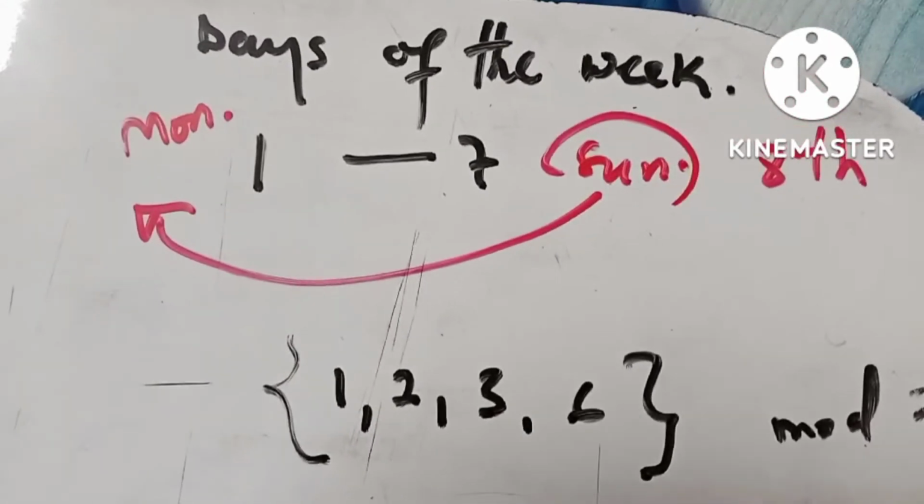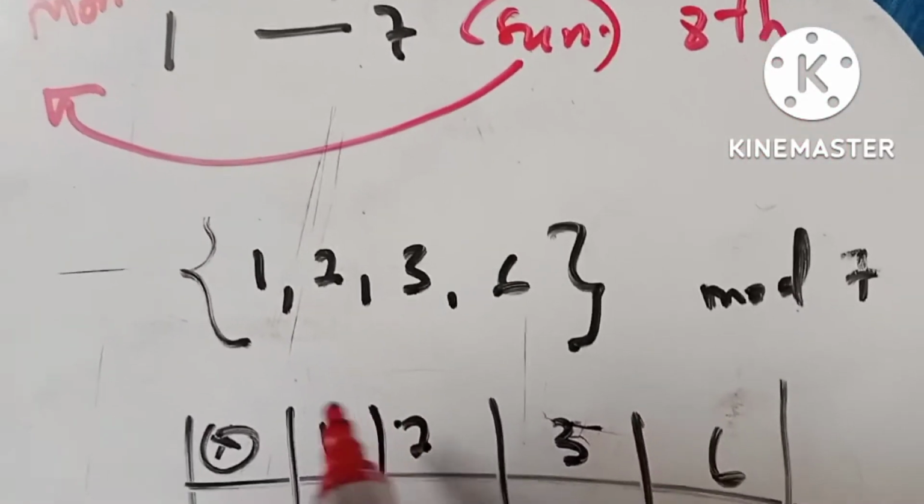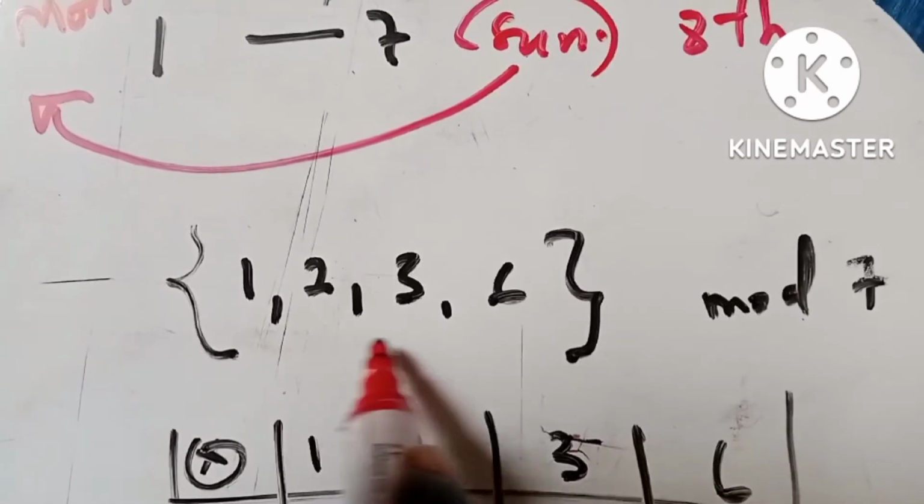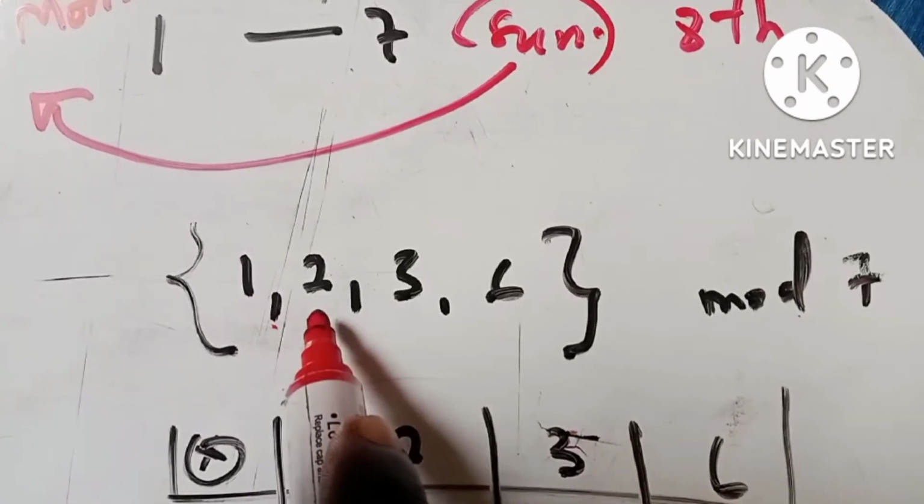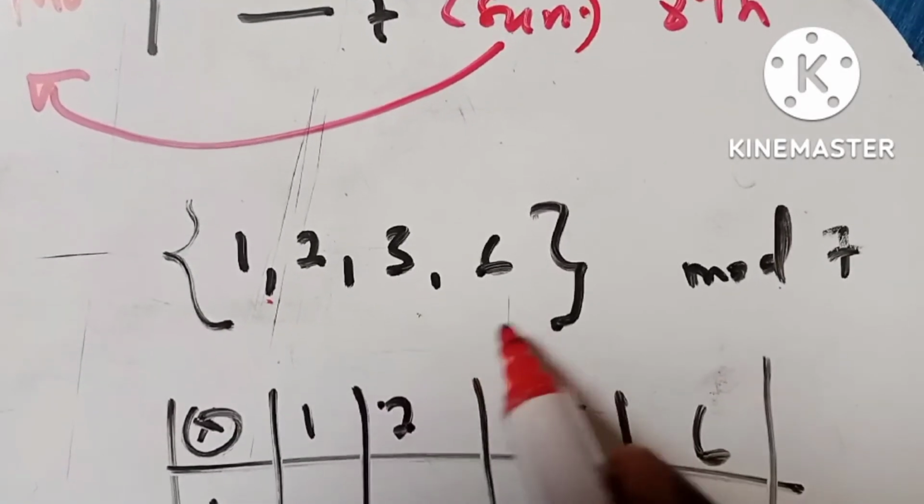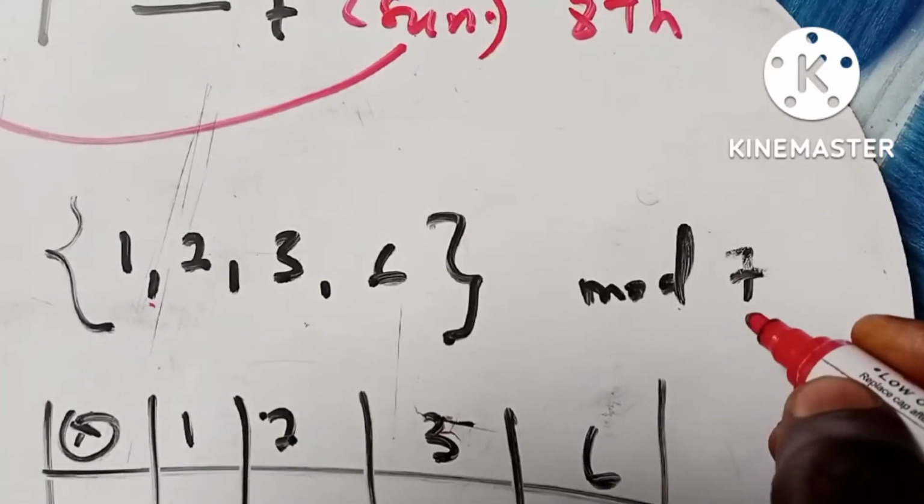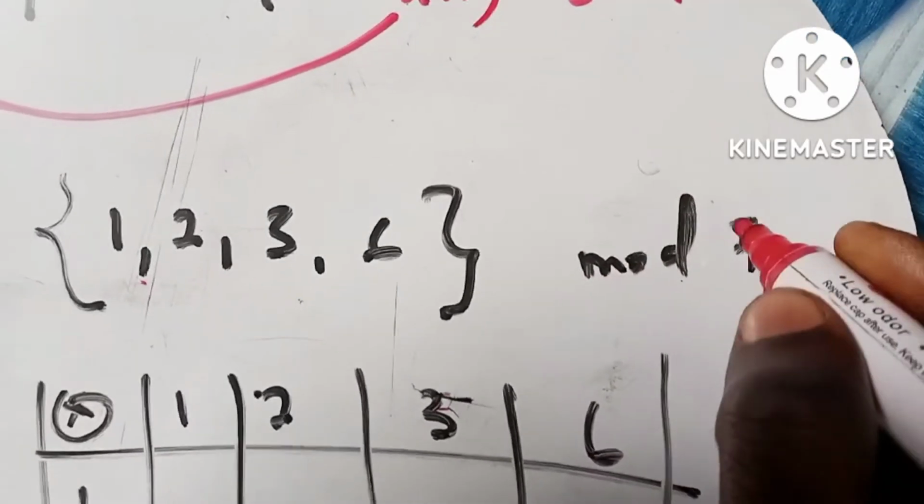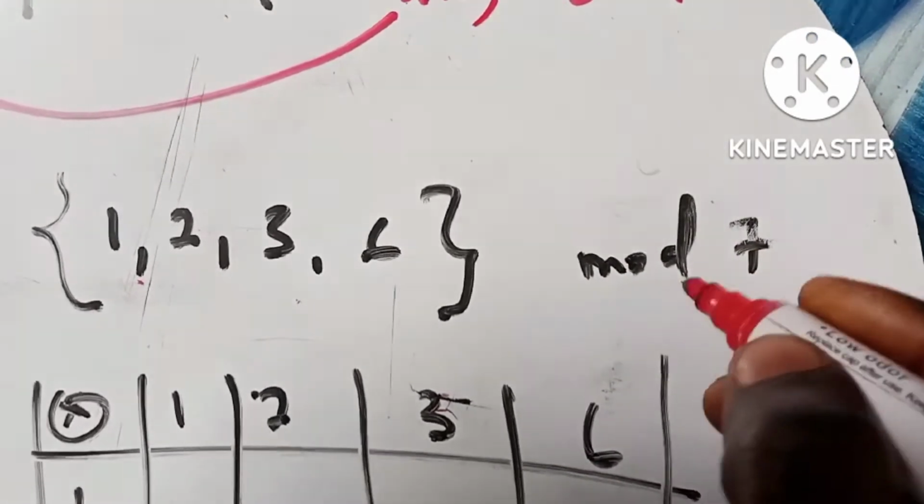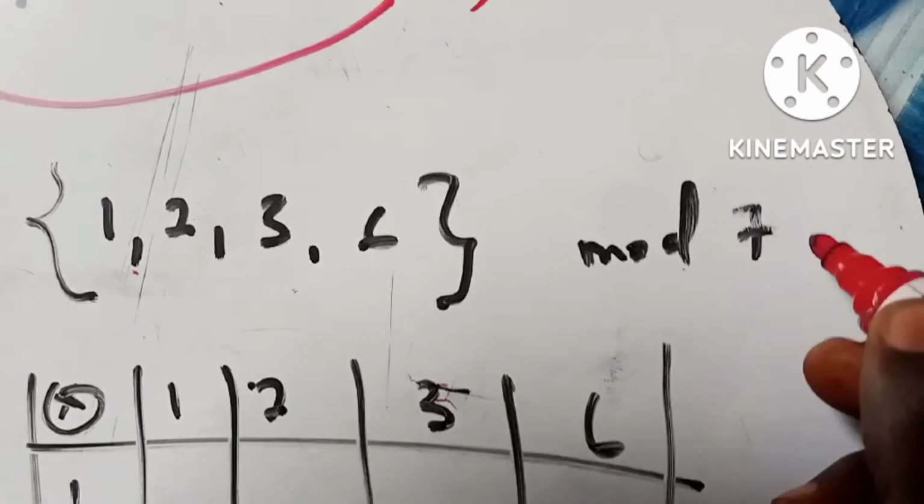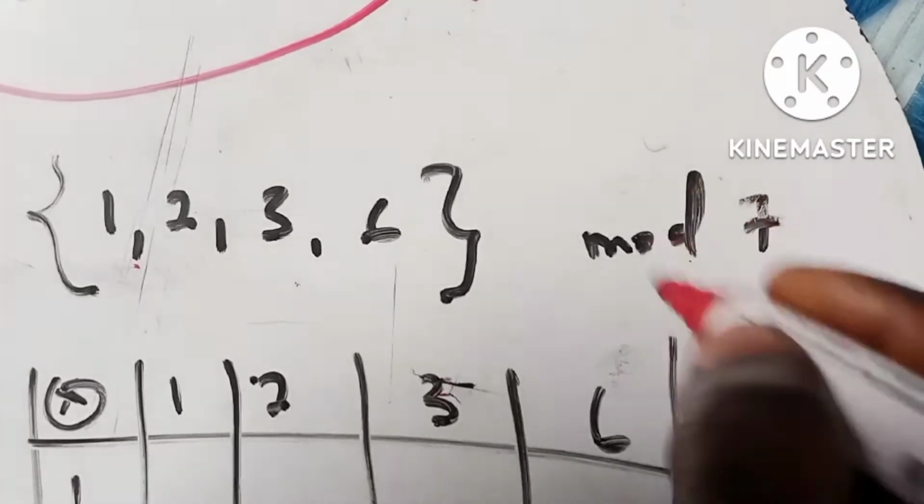Right? Here, assuming you are given a set like this: 0, 1, 2, 3, as well as 6, and then mod 7. Once you have the idea of the modulo, it means that the only thing you give out is 7. Anything that is below 7, you don't give it out. That is what remains, so you don't give it out.